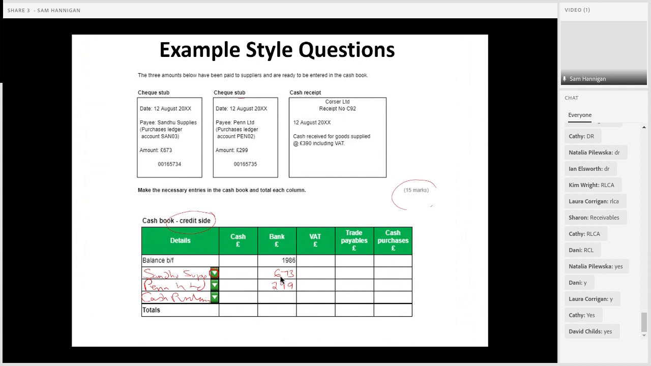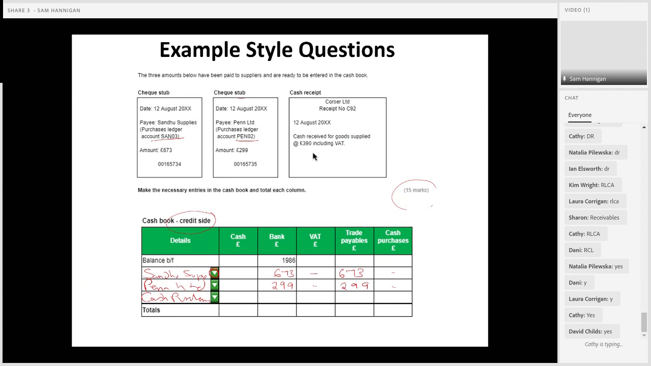Remember, these are credit suppliers, and the reason you can see that is because it's got a purchase ledger account number. So that tells me this is a credit supplier. So you don't have to put anything in VAT. You don't have to put anything in cash purchases. What you'd do is go straight over to trade payables and enter the amount. Now you've got the cash purchases to deal with. Now, what did I say last week?